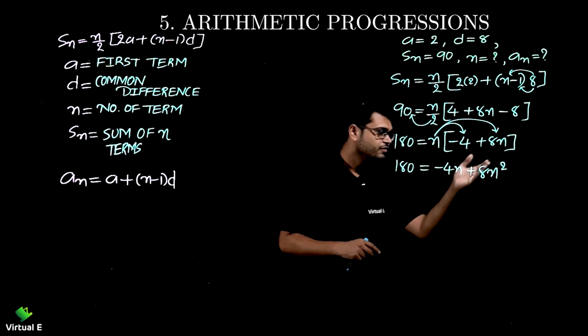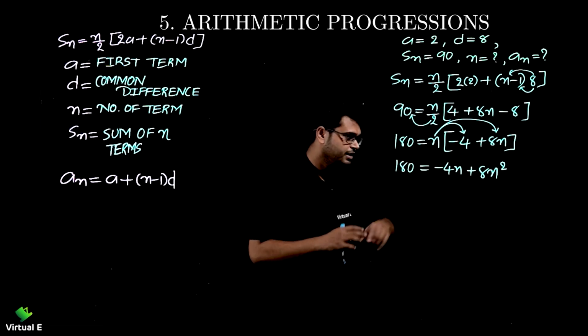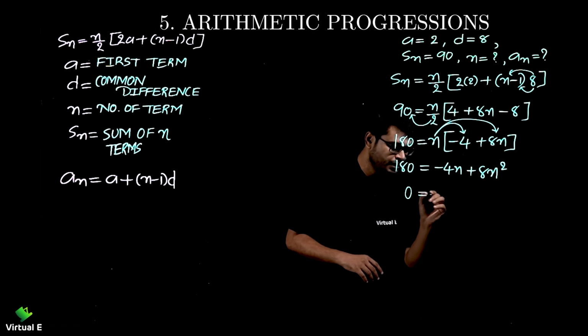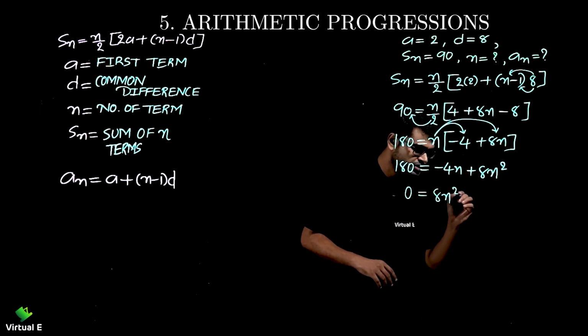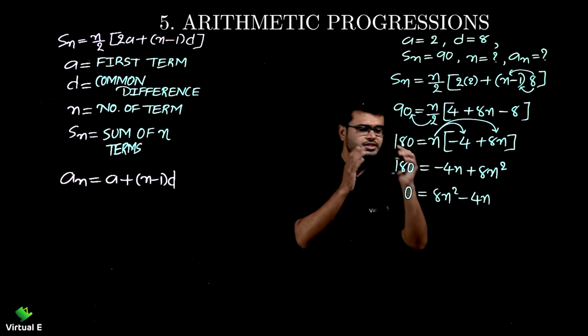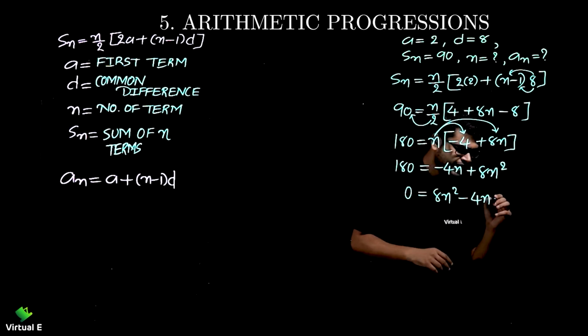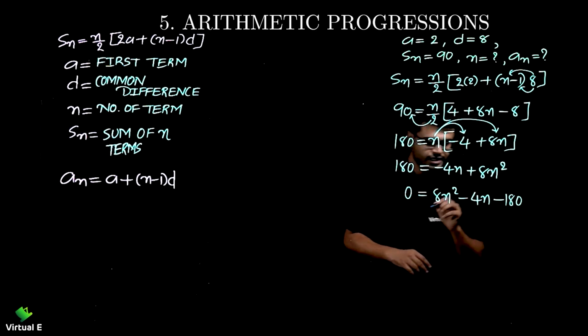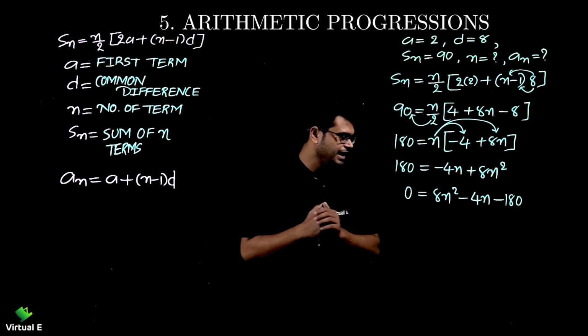Let's solve it. So first of all, let's take this 180 over there. So 0 over here. 8n square first, then minus 4n. This 180 is positive, so it will become negative, minus 180. Okay, so can we take anything common?